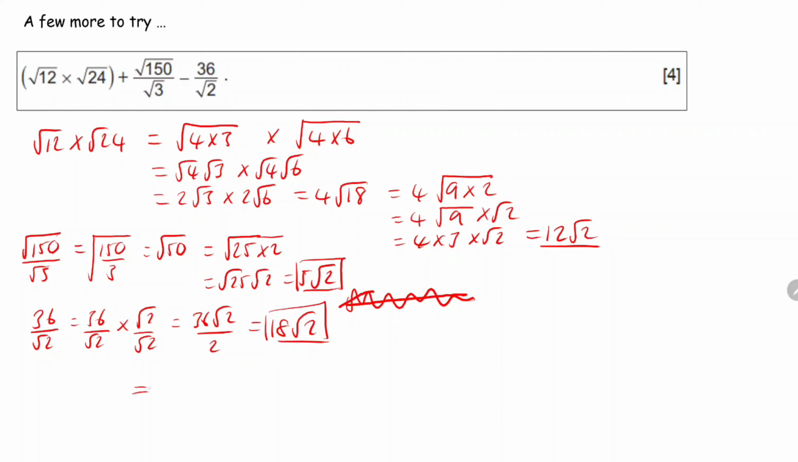The first term was 12 root 2. We're going to add on the 5 root 2, and then take off the 18 root 2. 12 root 2 plus 5 root 2 is 17 root 2. Take away 18 root 2 is minus 1 root 2. And that's our answer.